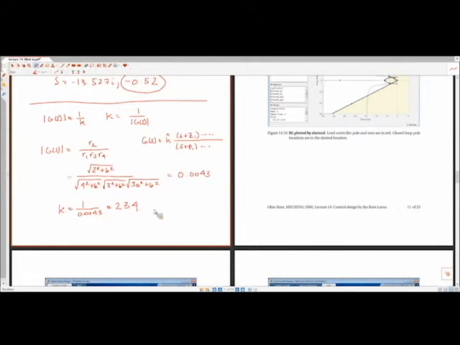So just putting this all back together, this means that our controller, k lead of S, is equal to 234 times (S plus 6) over (S plus 34).